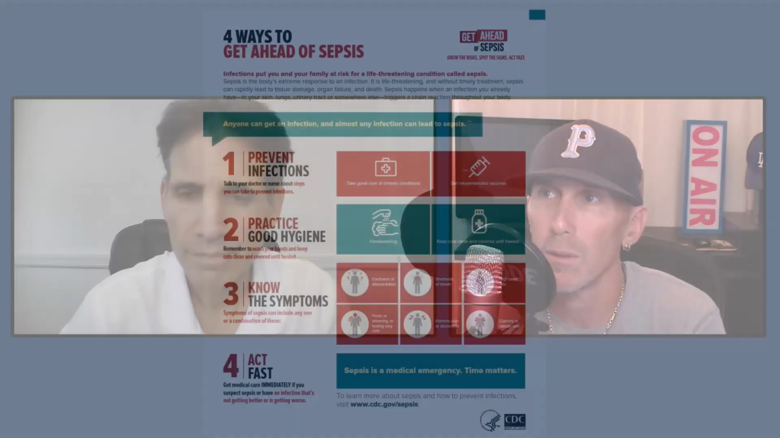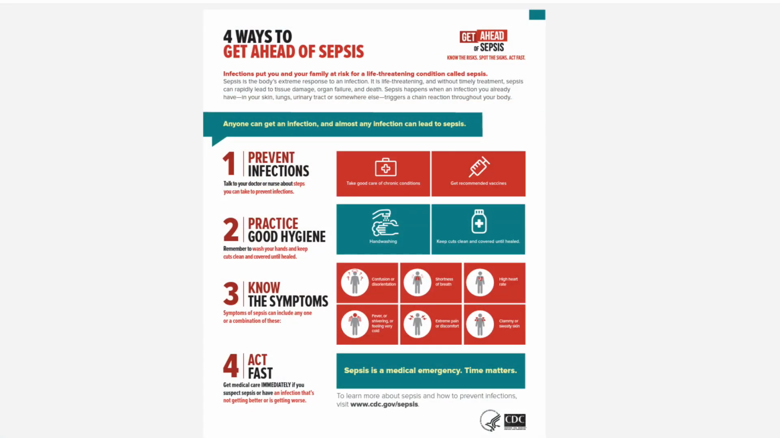No questions, but while you're talking about this, I was looking on the CDC website, and I found a really good infographic explaining how to get ahead of sepsis. And obviously, in the hospitals, you were talking about preventing the infections and good hygiene. So I would have to imagine, you mentioned the statistics in the United States, but in a lot of the third world countries, because of the factor of hygiene, that sepsis is much more prevalent there.